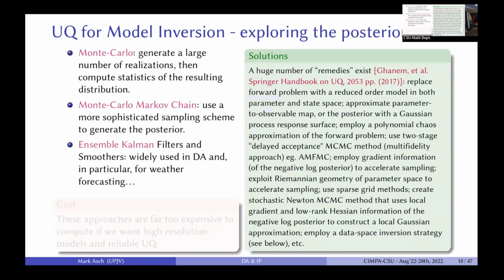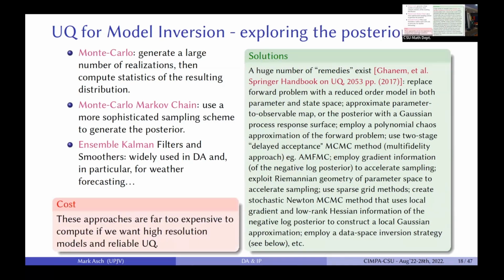Okay, but don't worry. Solutions exist. I don't say the solutions are easy. We can use Monte Carlo methods. We can use what are called MCMC methods, Markov chain Monte Carlo. And we can use ensemble Kalman filters. If you want to know about Monte Carlo and MCMC, it's best to look at my new book, where I've made a very careful explanation of these things. The problem is these are very expensive. If we want to do higher resolution models and reliable uncertainty quantification, these problems turn out to be very difficult. But don't worry, a huge number of remedies exist.